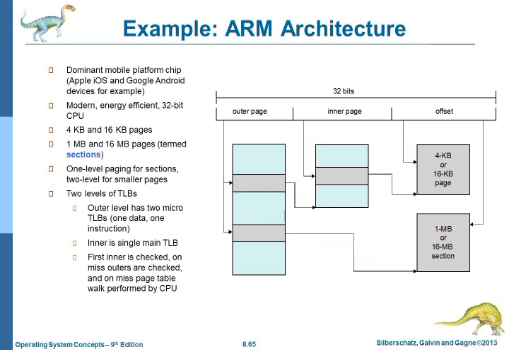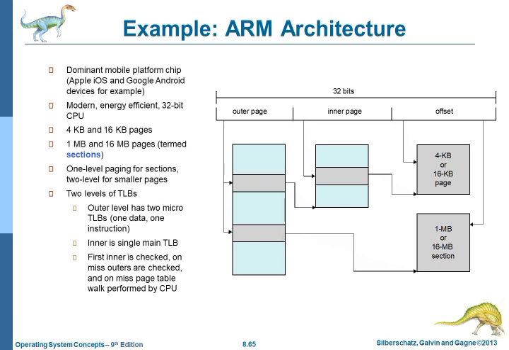Then the next example is the ARM architecture. It is the dominant mobile platform chip, used in Apple iOS and Google Android devices, for example. It is modern and energy efficient, with a 32-bit CPU, 4 kilobyte and 16 kilobyte pages, and 1 megabyte and 16 megabyte pages, termed sections. There is one-level paging for sections and two-level paging for smaller pages.